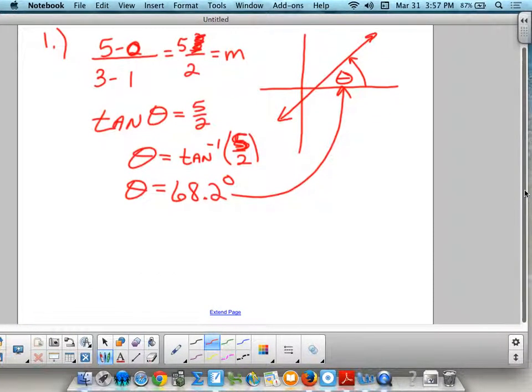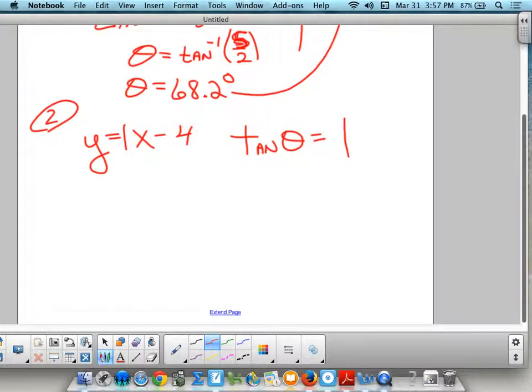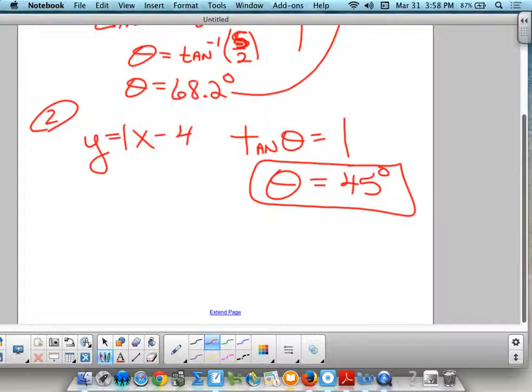Number 2. This time they don't give you 2 points. This time they actually give you the equation of a line. So you will look at this. Hopefully you see the slope is 1. So once again, tangent of theta equals 1. This one actually can be done in your head. This is 45 degrees. Okay? Inverse tangent of 1 is 45 degrees.